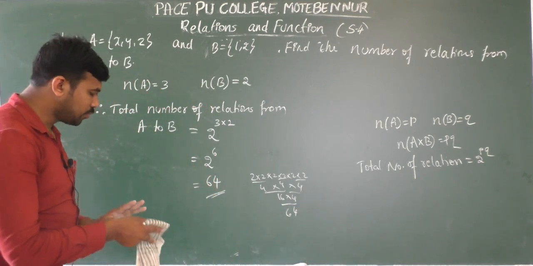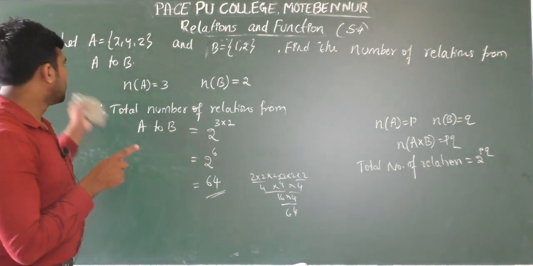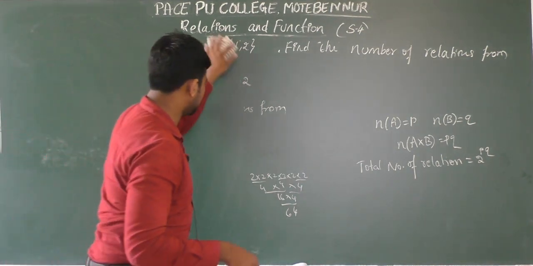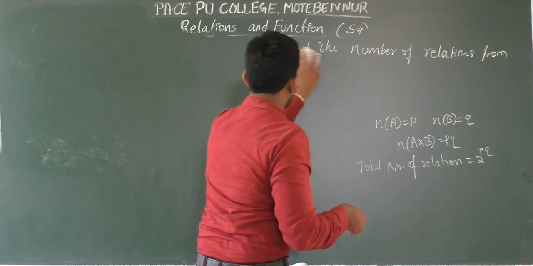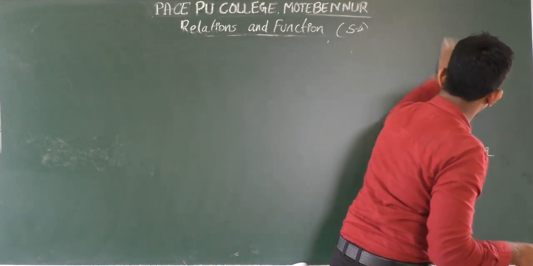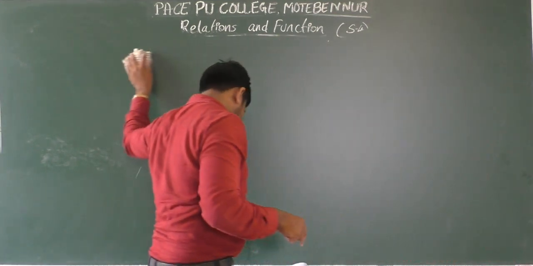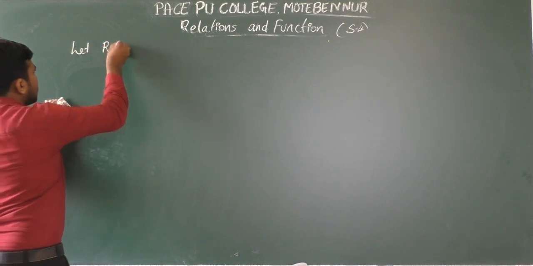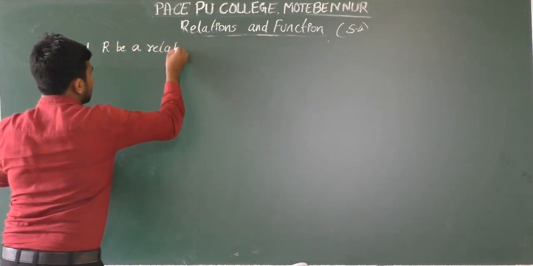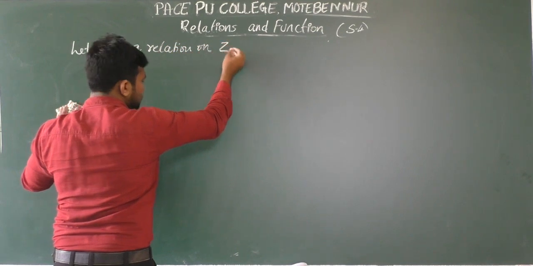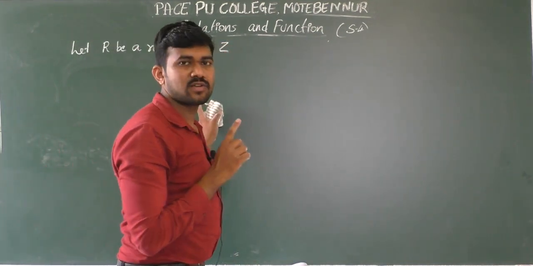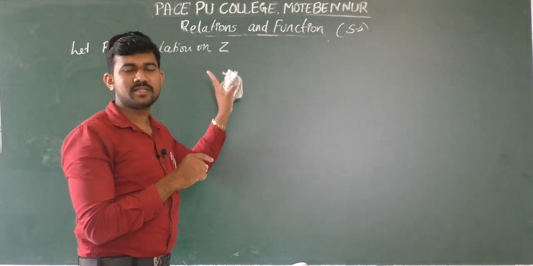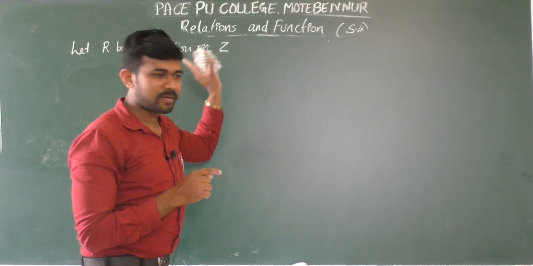Now I'll move on to the last question of your second exercise. Let R be a relation on Z. This is the second exercise, not the first. The first exercise is on Cartesian product and ordered pairs. This is the last problem of your second exercise.